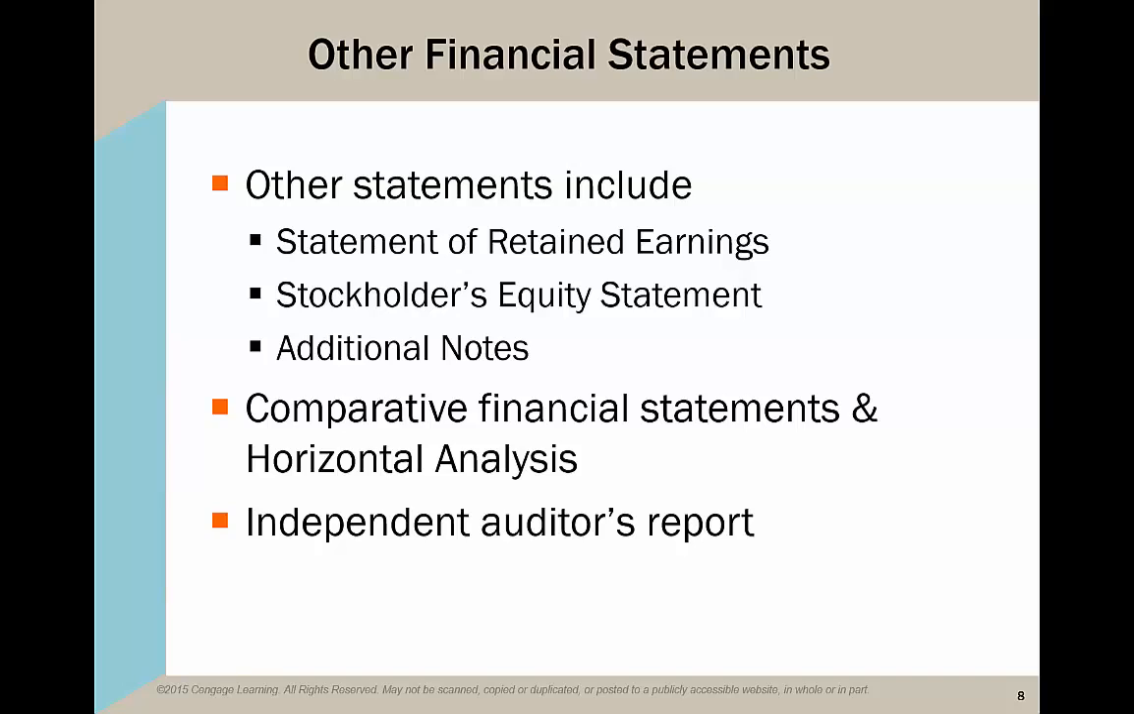The last type of statement or report is the independent auditor's report. All firms are required to have an audit. This must be included in the annual report sent to the SEC. So audits are mandatory. The auditors will come in and look at these financial statements and see if they are abiding by GAAP, if they are meeting the rules and regulations, if they are following the correct procedures.